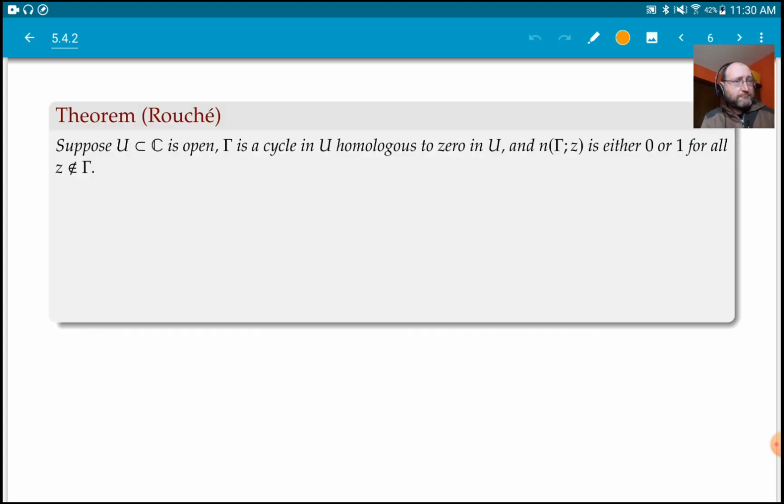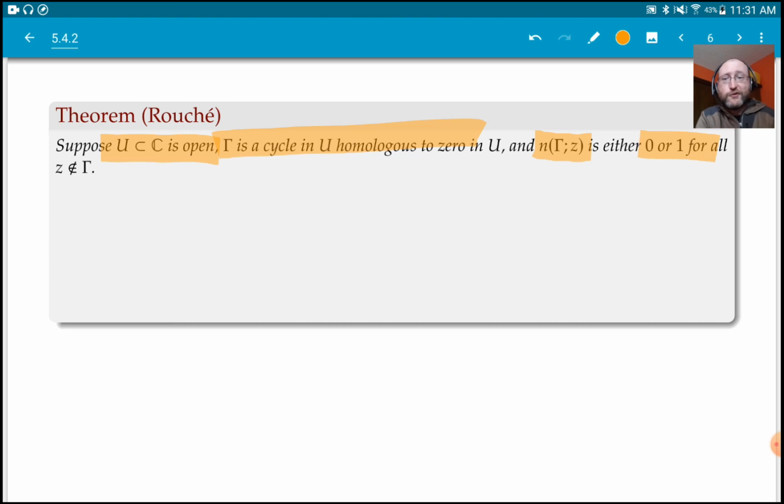So let's write down the theorem. Suppose that we have an open set U in the complex plane. We have a cycle gamma in U that's homologous to 0. Recall that means that it does not wind around any point in the complement of U, so it doesn't wind around the outside of U. And let's also suppose that it doesn't wind around anything more than once, so the winding number is either 0 or 1 for everything not on gamma.